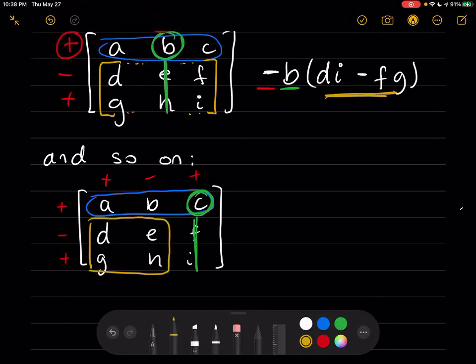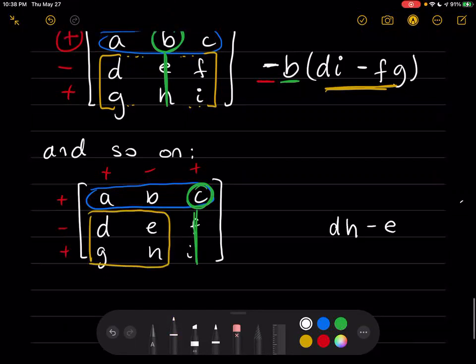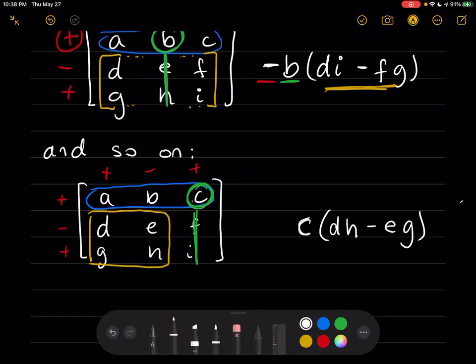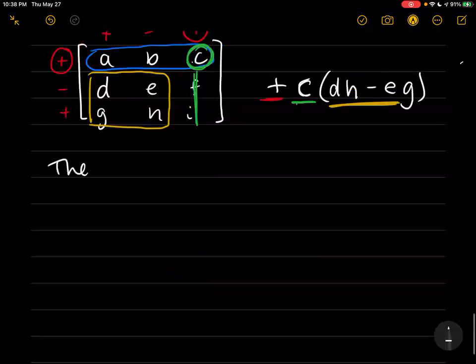We're crossing that one out, and we're going to look at the determinant of the box in the yellow. We get a D times H minus an E times G, right? And then we're going to multiply it by that C, because that's what we were focusing on. C has the plus and a plus, so positive times a positive is positive. So again, this came from the determinant of the box in the yellow. This C came from the header of the column we canceled out, and this plus came from looking at those pluses. So then, the last step, we add them all together.